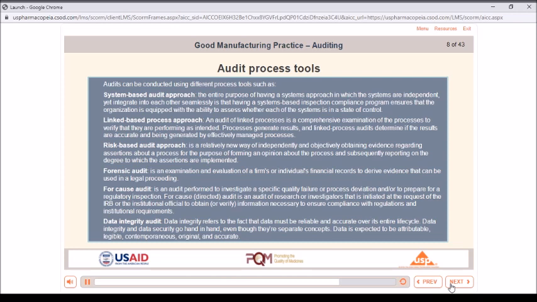Data integrity audit. Data integrity refers to the fact that data must be reliable and accurate over its entire life cycle. Data integrity and data security go hand in hand, even though they're separate concepts. Data is expected to be attributable, legible, contemporaneous, original, and accurate.